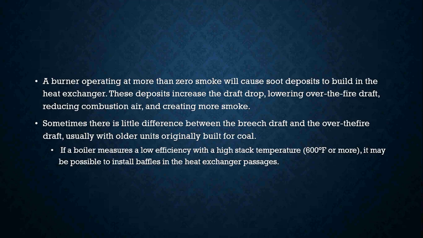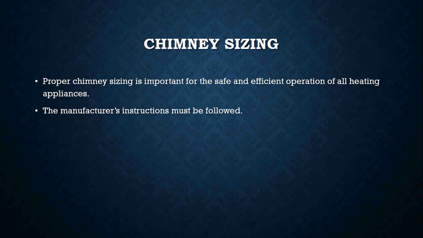A burner operating at more than zero smoke will cause soot deposits to build in the heat exchanger. These deposits increase the draft drop, lowering the over-the-fire draft, reducing combustion air and creating more smoke. Sometimes there is little difference between the breech draft and the over-the-fire draft, usually with older units originally built for coal. If the boiler measures a low efficiency with a high stack temperature of 600 degrees or more, it may be possible to install baffles in the heat exchanger passages to help remedy the problem.